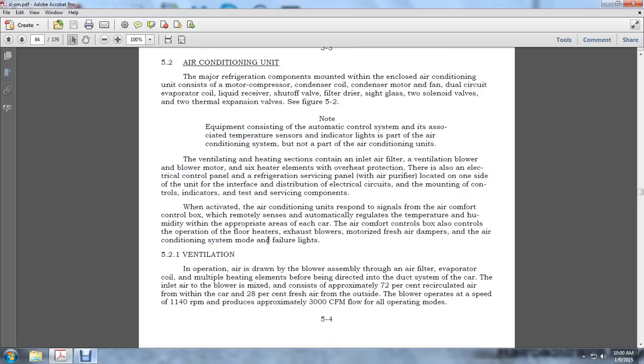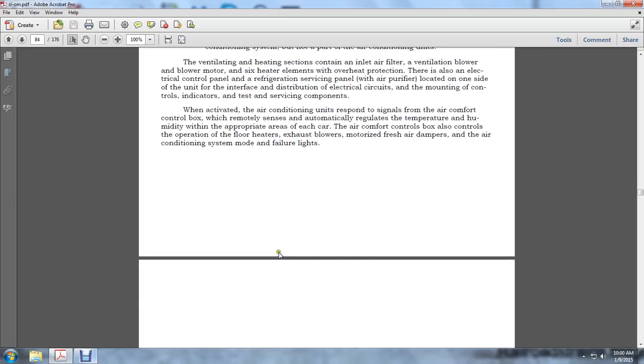5.2.1 Ventilation. In operation, air is drawn to the blower assembly through the air filter, the evaporator, and the multiple heating elements before going directly into the duct system of the car. The inlet of the blower is mixed with approximately 72% recirculated air from within the car and 28% fresh air from the outside. The blower operates at a speed of 140 RPM. It produces approximately 300 CFM for all operating modes.